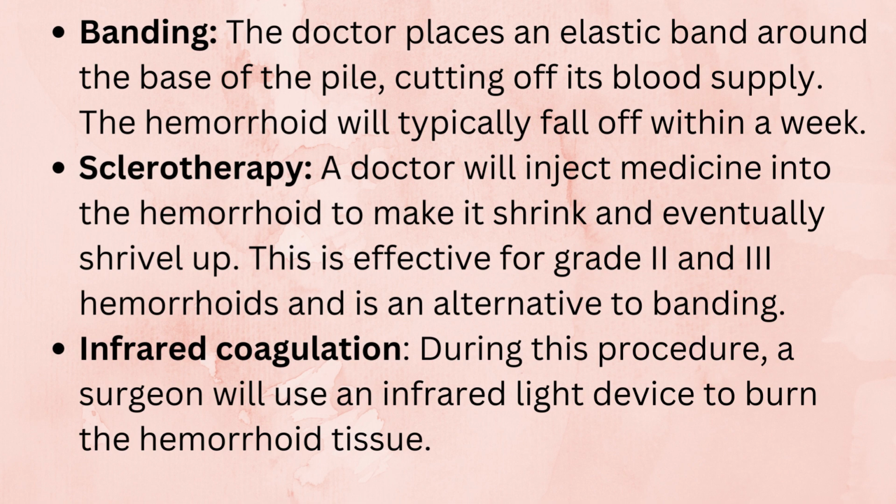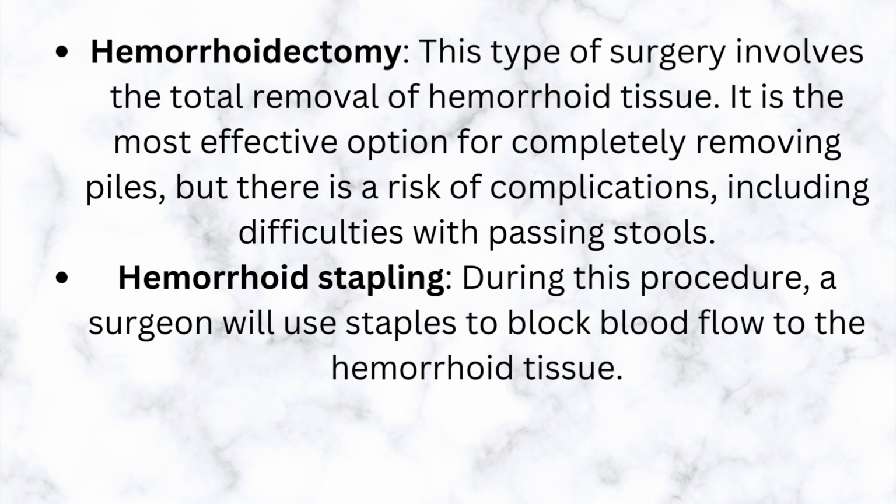Infrared coagulation. During this procedure, a surgeon will use an infrared light device to burn the hemorrhoid tissue. Hemorrhoidectomy. This type of surgery involves the total removal of hemorrhoid tissue. It is the most effective option for completely removing piles, but there is a risk of complications, including difficulties with passing stools. Hemorrhoid stapling. During this procedure, a surgeon will use staples to block blood flow to the hemorrhoid tissue.